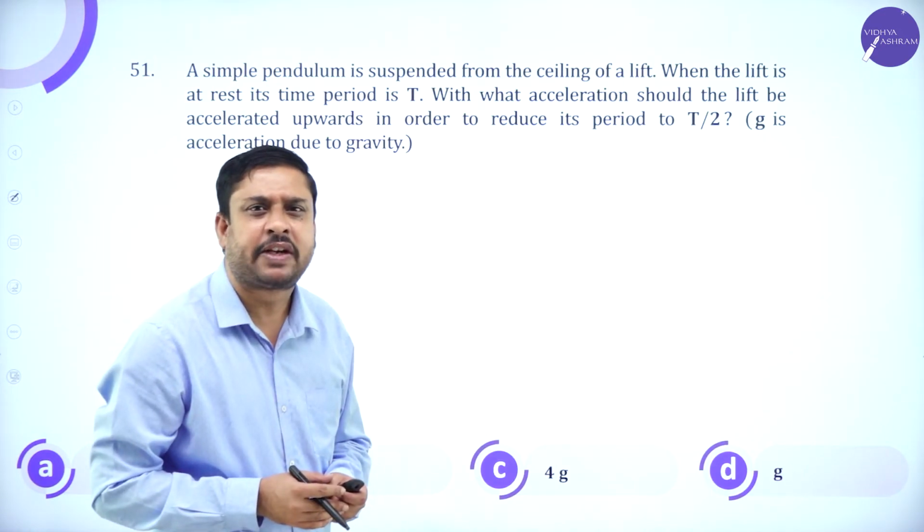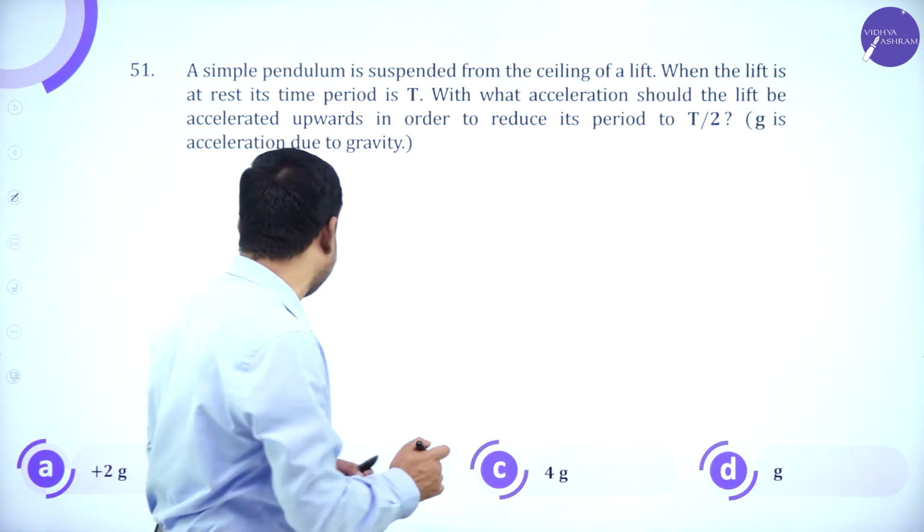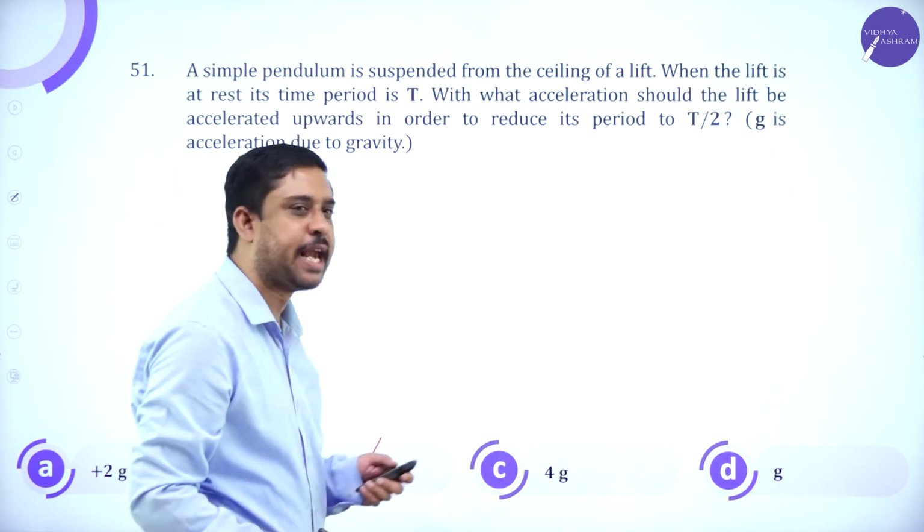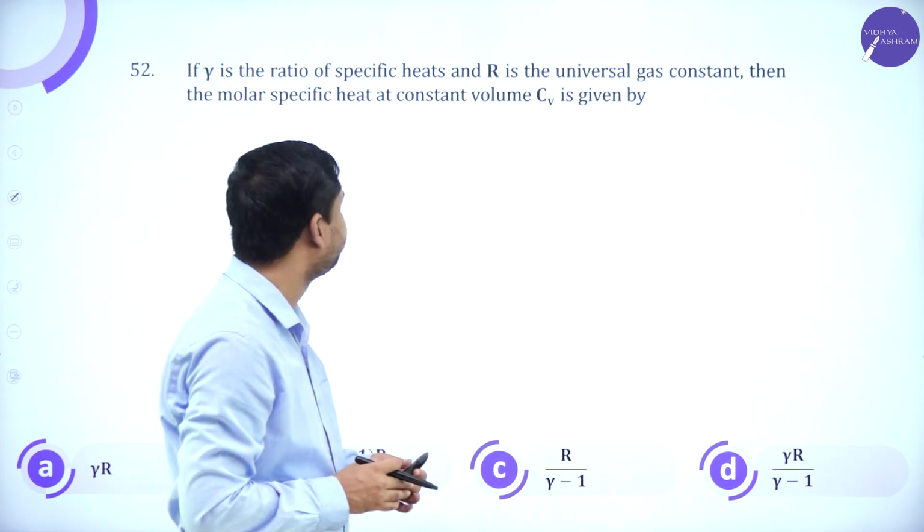Again, done umpty number of times. 4 sessions I have done this. So plus 3G will be the answer.